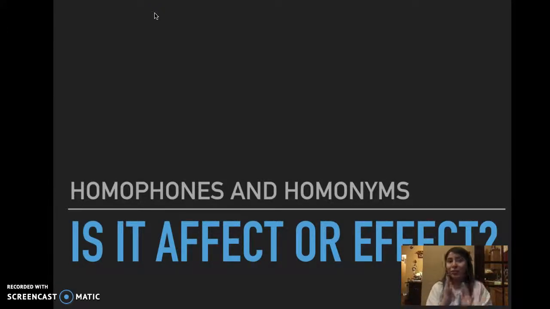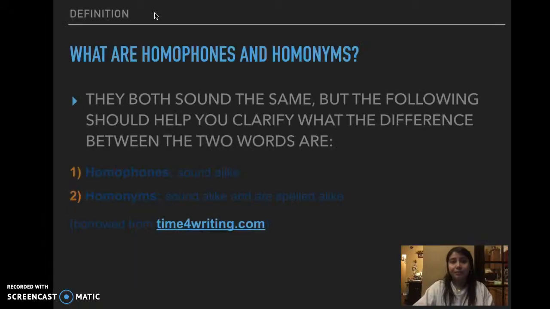Is it affect or effect? I always say this is the trickiest question, especially for English language learners, and also for native speakers as well. I had trouble with this particular kind of word, or words, I should say, when I was smaller. And by practicing and using them in sentences, I was able to grasp the concept of how to use affect or effect, and effects, sorry.